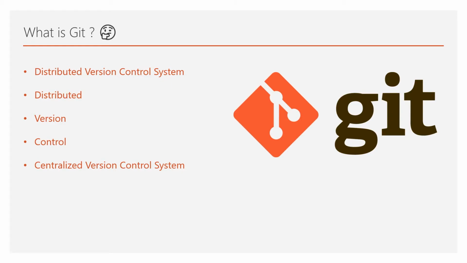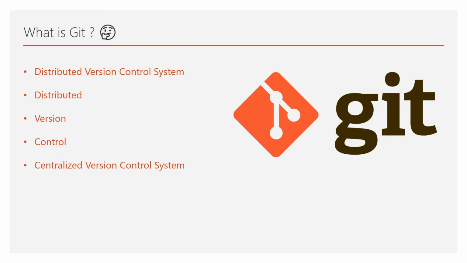Now what is Git? Git is a distributed version control system. Let's divide this whole word into subparts which are distributed, version and control. Distributed means that a project is distributed among many computers, or rather to say many local machines. In this type, the version is controlled on each and every local machine rather than on a server.